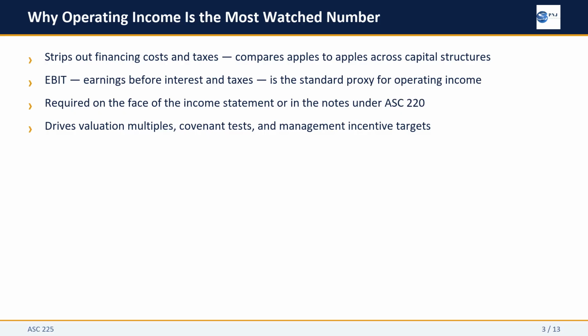Before we categorize a single expense, it helps to understand why operating income commands so much attention. Analysts and lenders use EBIT, earnings before interest and taxes, because it removes the effects of how a company is financed and how much tax it pays. That makes it the fairest way to compare two companies with very different debt levels or tax positions. ASC 220 requires it to appear on the face of the income statement or in the notes. And in practice, it is the number that drives valuation multiples, loan covenants, and management bonus targets.